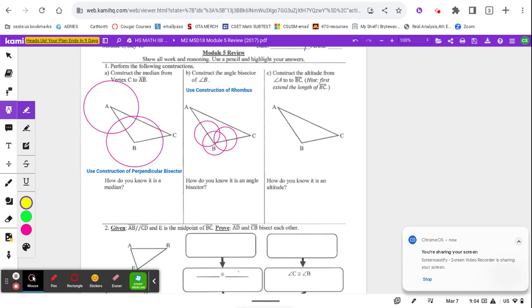Okay, on the assignment we just did, we constructed 3 medians to see where they were going to intersect, and we constructed 3 angle bisectors to see where they were going to intersect. But on our upcoming assessment, we're just going to need to construct 1 median inside of a triangle at a time, or 1 angle bisector inside of a triangle at one time. We don't need to do 3, okay?